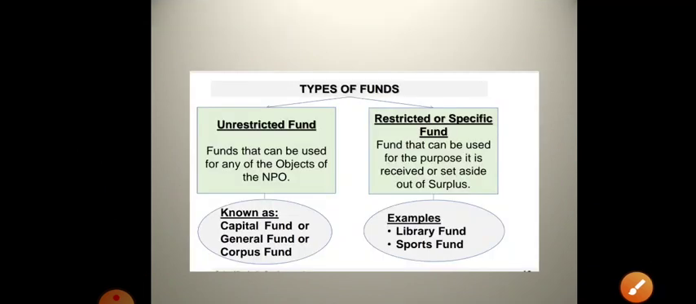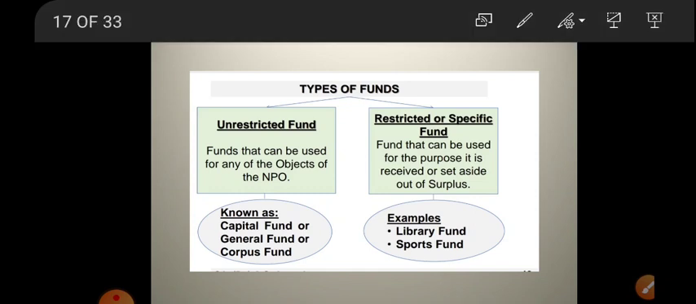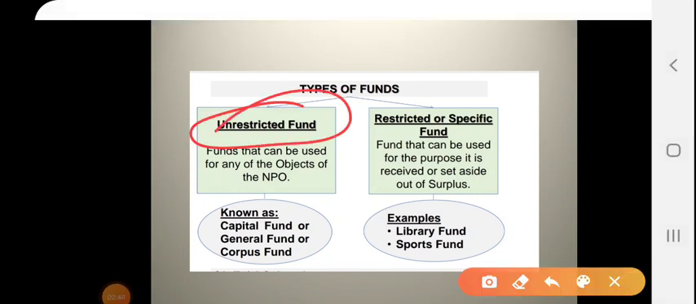Now coming to types of fund, there are two types of fund: unrestricted fund and restricted fund. What is unrestricted fund? It means the objective is not specified, and it can be used for any purpose or objective. Use is not restricted by the fund. Restricted fund means the purpose is specified; it can be used only for the purpose for which it was received.